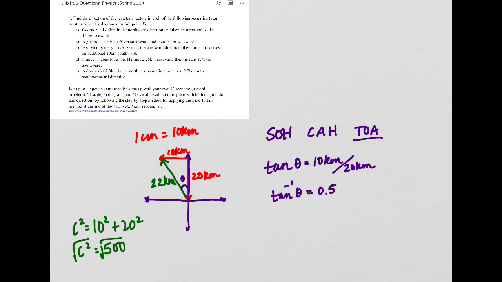And the inverse of the tangent of both sides gives me that theta is equal to 27 degrees. So I need to get this into the counterclockwise of east convention. So I have to add 90 degrees to this. And when I do that, I get a 117 degree counterclockwise of east direction for my resultant.